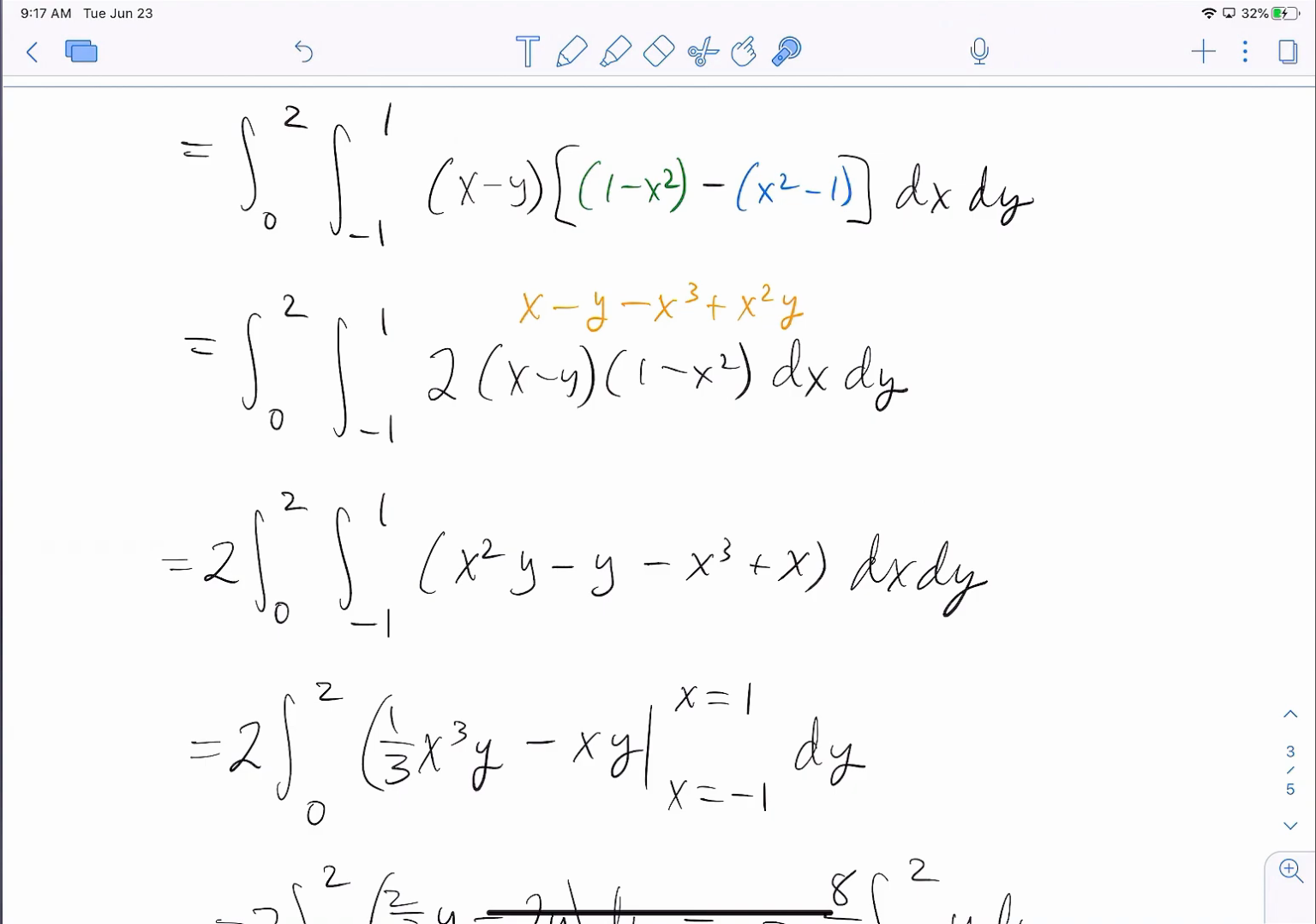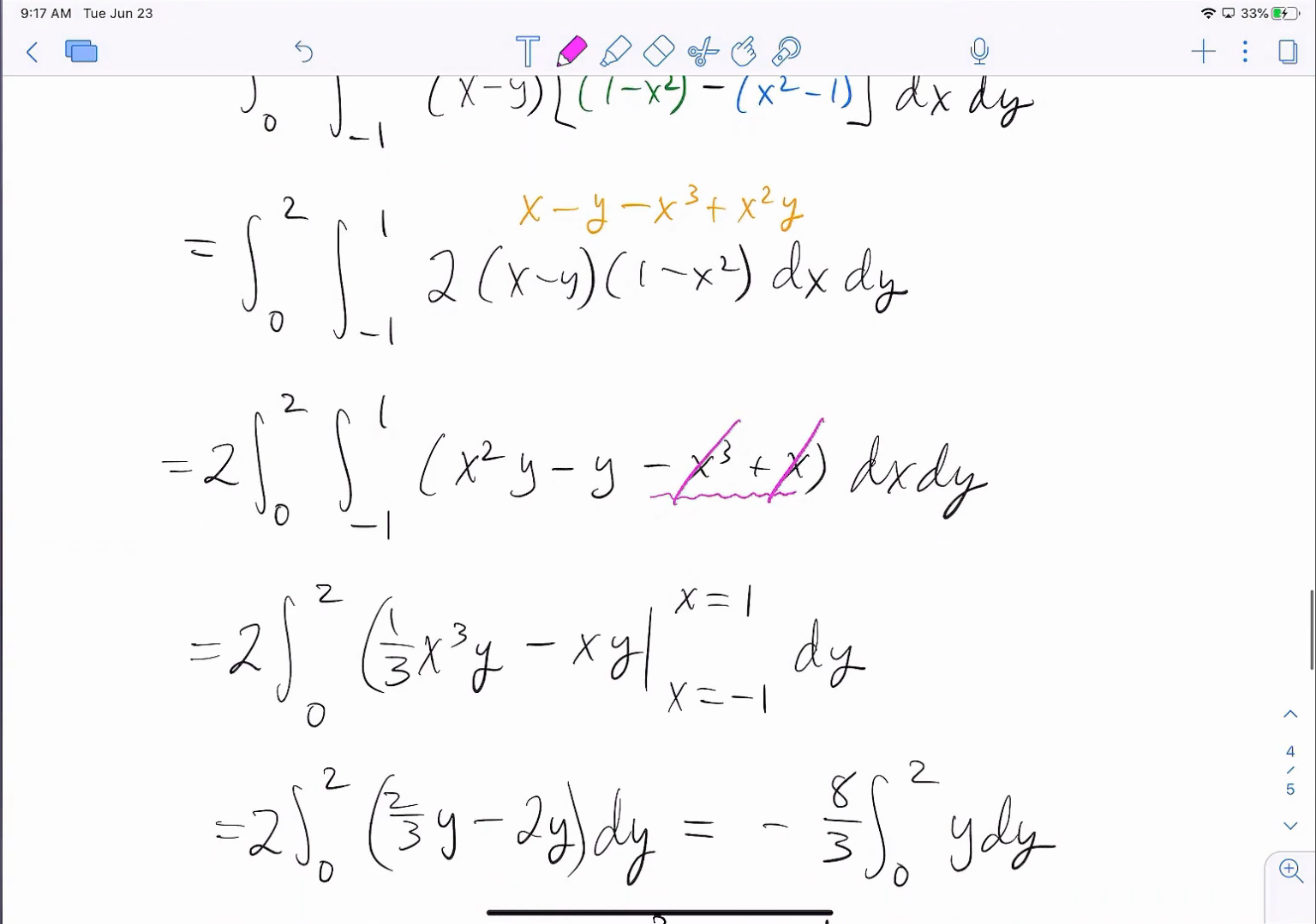and simplifying that and rearranging the terms gives us the 2 out front times the integral from 0 to 2 of the integral from negative 1 to 1 of x squared y minus x cubed plus x dx dy. Now at this point I'm going to point out that the negative x cubed plus x, they're both odd terms. And as far as x is concerned, our interval is symmetric. It goes from negative 1 to 1. A symmetric interval with odd terms is going to evaluate to 0. So those actually are gone.